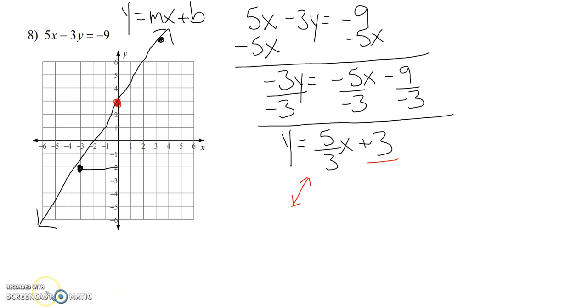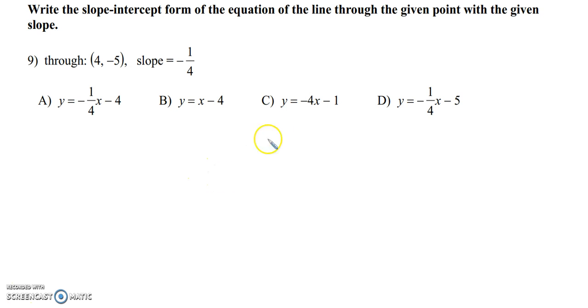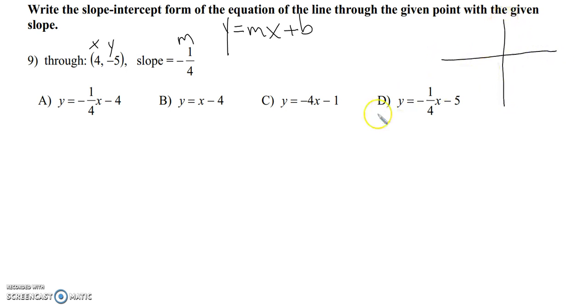Okay, so number 9, we're still writing our equation in slope-intercept form, except we're only given the slope and 1 point. So if you remember, you can either solve for b, so we're plugging in x, y, and m, which is our slope, and solving for b, or you can graph the point and use the slope to find the y-intercept. So I'm going to start by solving for b.